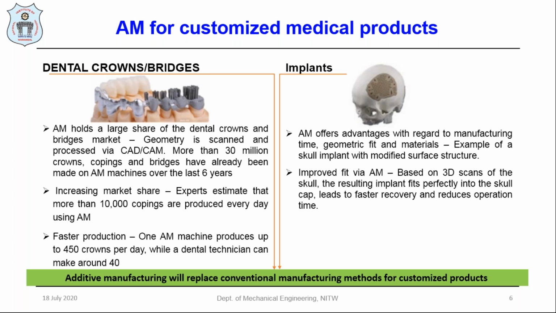Especially for medical applications, each individual person is different from another, because for the bridges, crowns or implants, the structure of the bone is totally different from one person to another person. In those cases, we need customized products. Those customized products can be fabricated only with the help of the AM process.